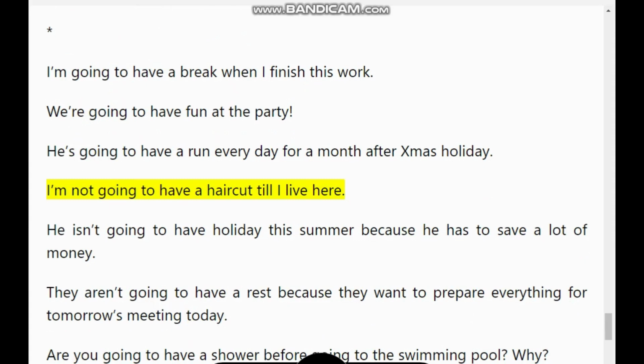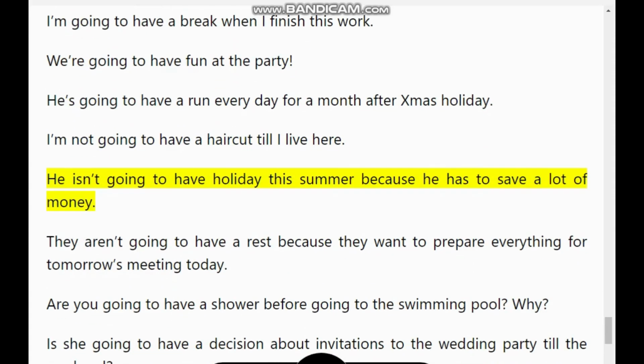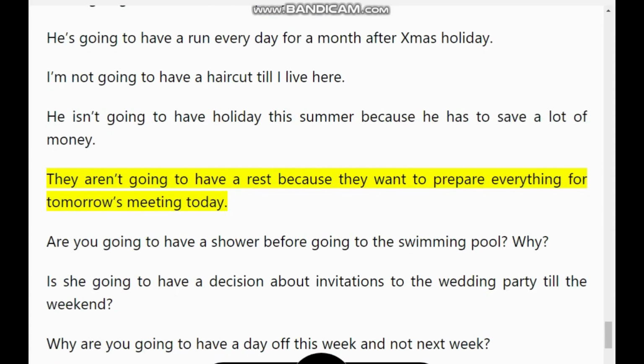I'm not going to have a haircut till I live here. He isn't going to have a holiday this summer because he has to save a lot of money. They aren't going to have a rest because they want to prepare everything for tomorrow's meeting today.